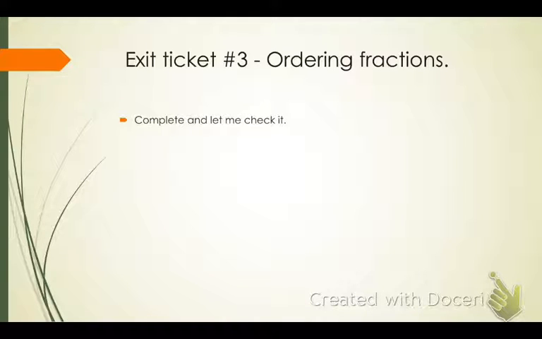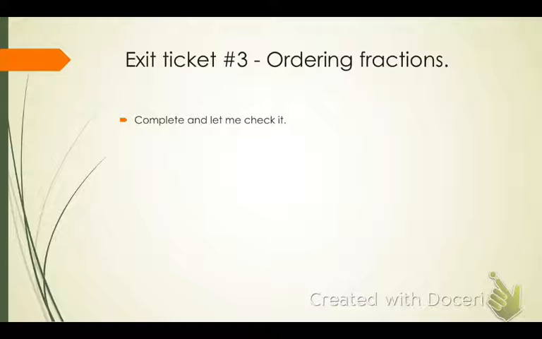And then you will have an exit ticket. So come and get that exit ticket. It's exit ticket number 3 in the mailbox. Make sure it's ordering fractions, and it should have the same type of work that you've been working on with those 3 or 4 fractions that you have to put in order.